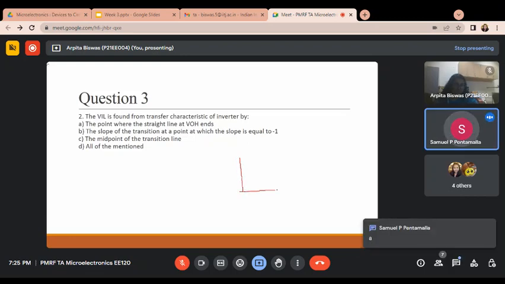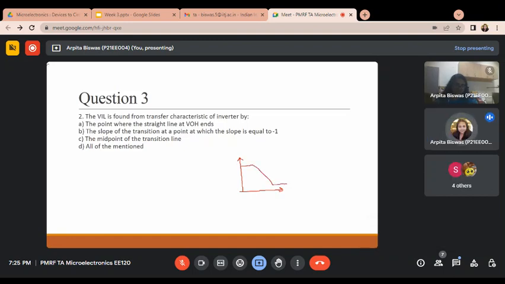Just a minute. This is the V output, V input characteristic. This is V input low, and this is V input high. V output low, and this is V output high.